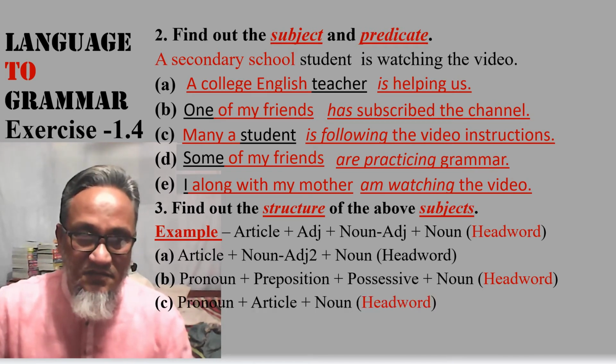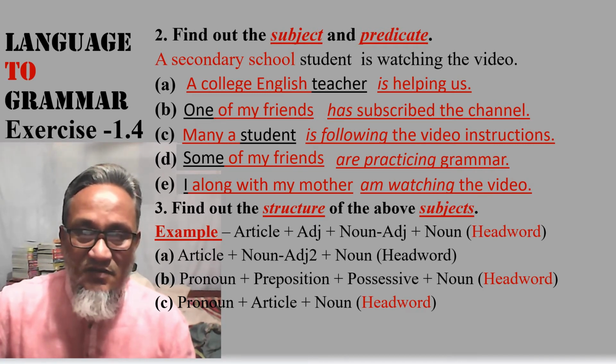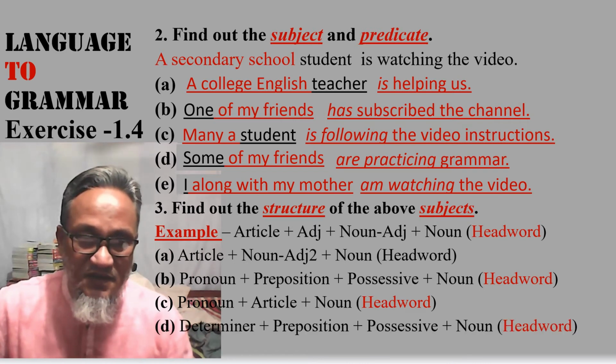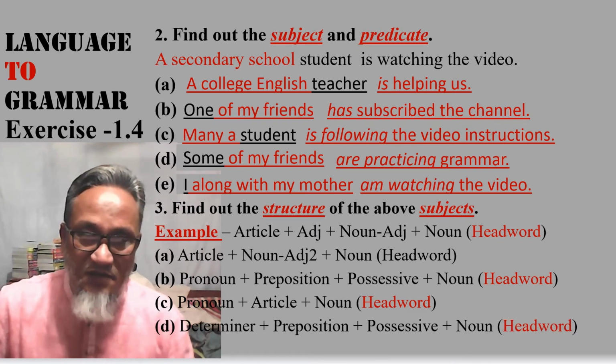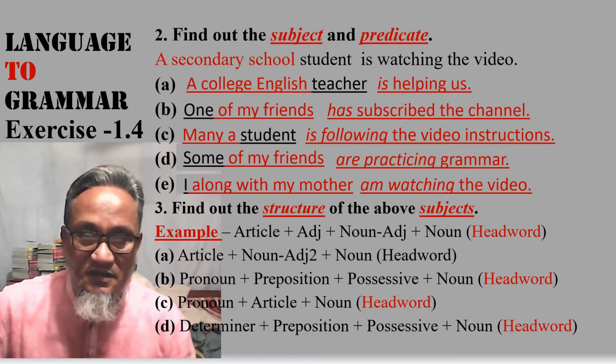Then number C: many, pronoun; a, article; student, noun, and this is the head word. And this one is singular, so the subject is singular, and the verb is singular. Then next, D: some, determiner; of, preposition; my, possessive; friends, noun. And here some is the head word. You can say it's also a pronoun. And so the verb is plural.